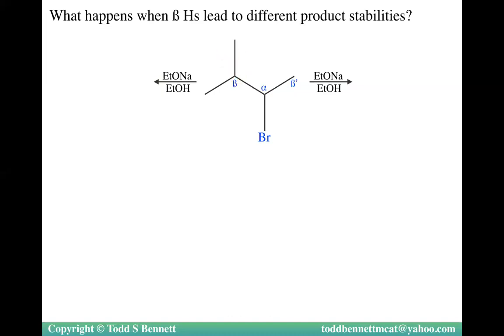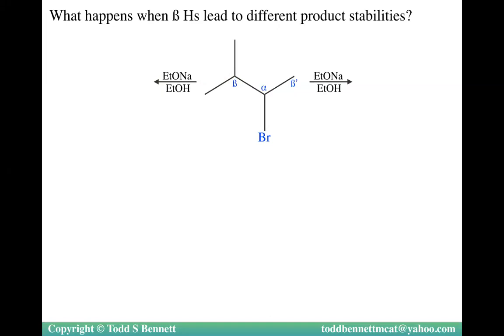So if it ends up that we use a base that is rather large, for instance, this one, we'll decide whether it's large or small soon. But if this is considered large, it's going to be hard to squeeze into the more restricted area with the bulky groups, and it might choose beta prime. But if it's small, then it can actually fit in here no problem, and it chooses this beta because that leads to the so-called Zaitsev, or more substituted product.